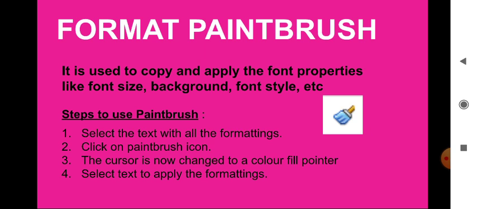Step 3, you will find there the cursor is now changed to a color fill pointer. So what will you see as the difference? The cursor is now changed to a color fill pointer. And step 4, just select the text to apply the formatting. So by following these steps, you use the format paintbrush in OpenOffice Writer.